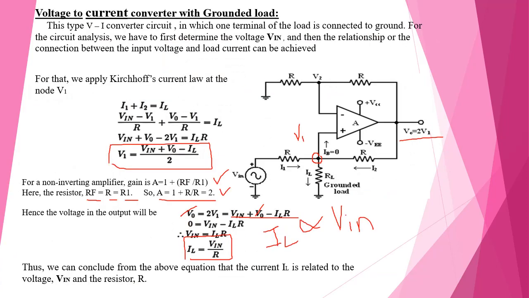In this slide, we are discussing the voltage to current converter with the grounded load, a type of VI converter circuit in which one terminal of the load resistance is connected to the ground. For this circuit analysis, we first have to determine the voltage VIN, and the relationship between the input voltage and load current can be achieved. For that, we apply Kirchhoff's current law.